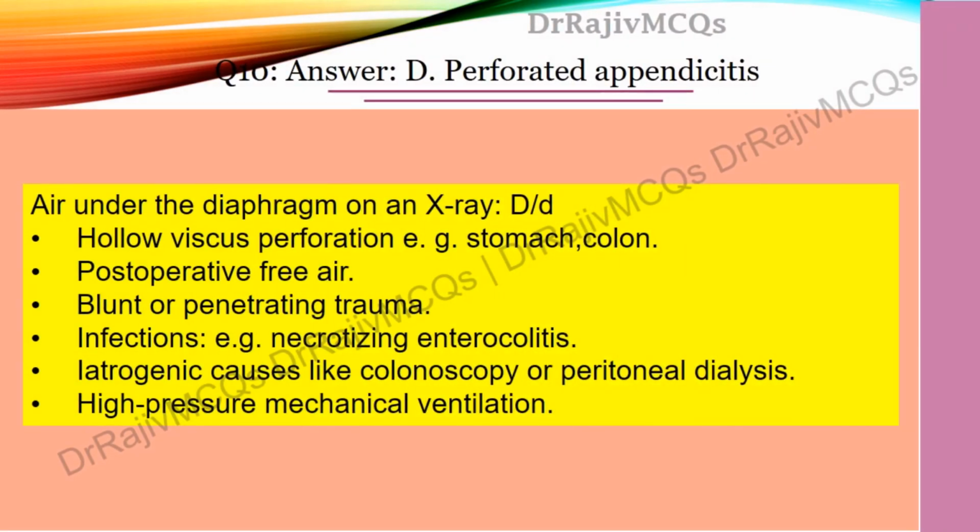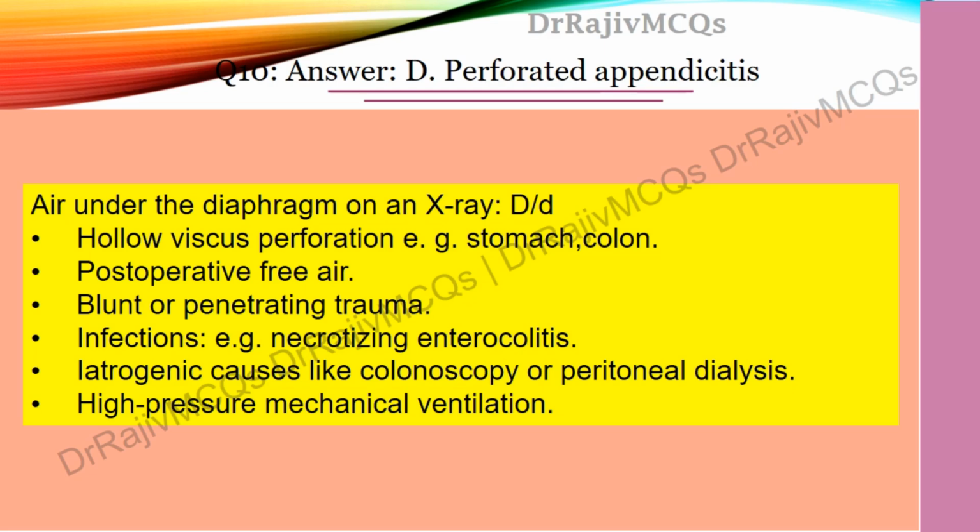The correct answer in question number 10 is option D. The presence of air under the diaphragm on an X-ray, also known as pneumoperitoneum, can indicate several conditions. A perforated hollow viscus is the most common cause and includes conditions like perforated peptic ulcers, perforated typhoid ulcer. Air introduced during abdominal surgery can remain in the peritoneal cavity for about 10 days.